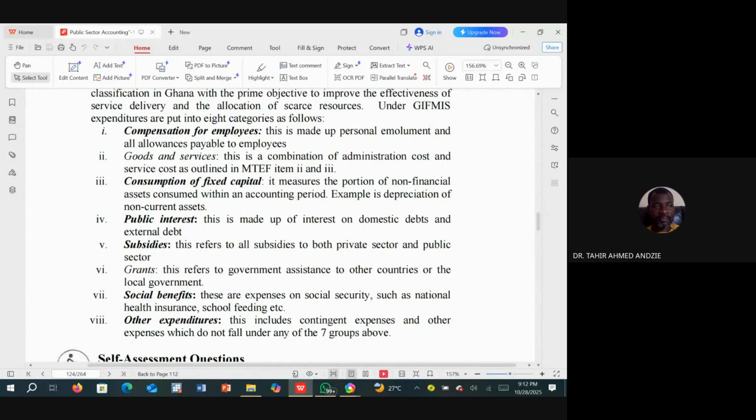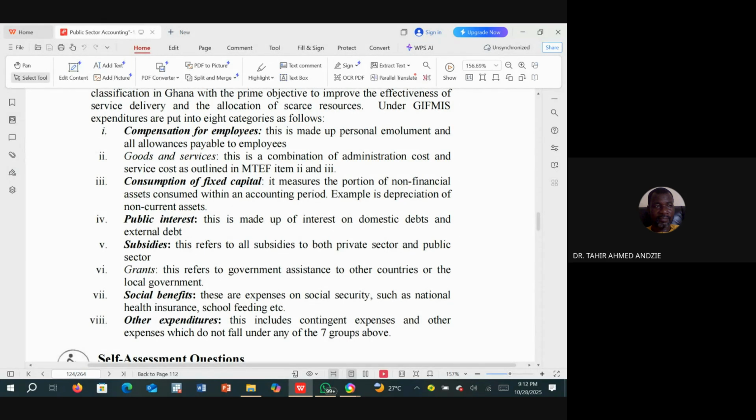Then we have social benefits. These are expenses on social security, such as national insurance, national health insurance, school feeding, all the social amenities. Now we have the free SHS, school feeding, and the LEAP, all the social interventions. The amount of money we spend on these social interventions is called social benefits.